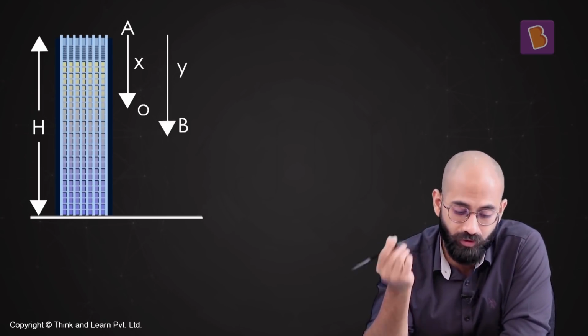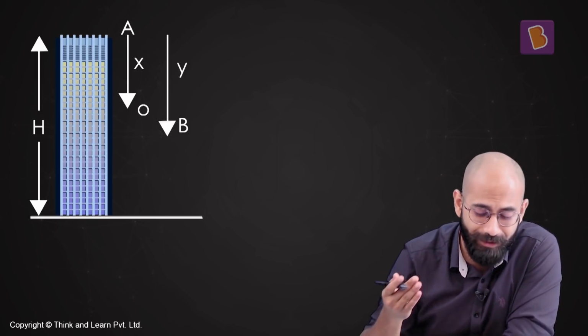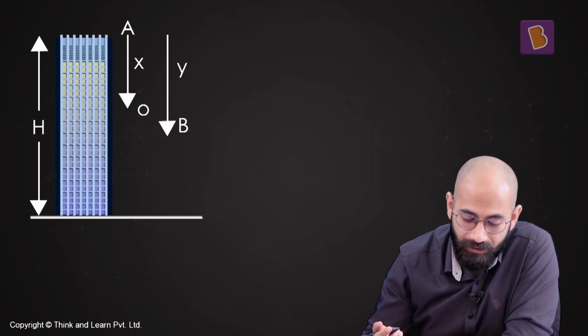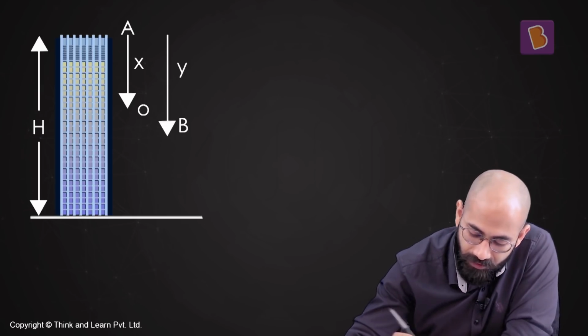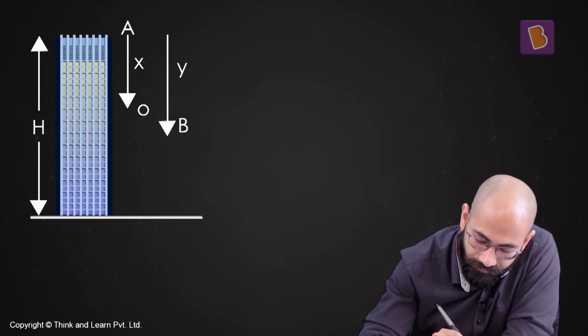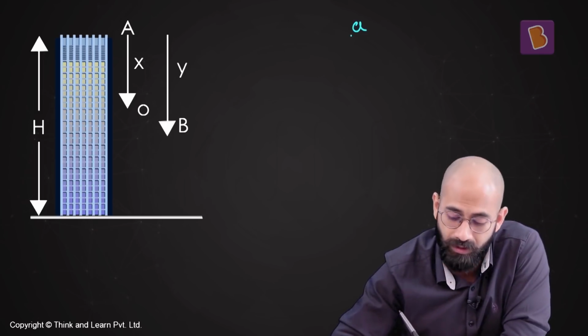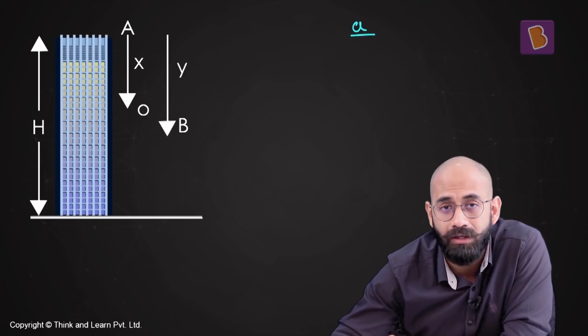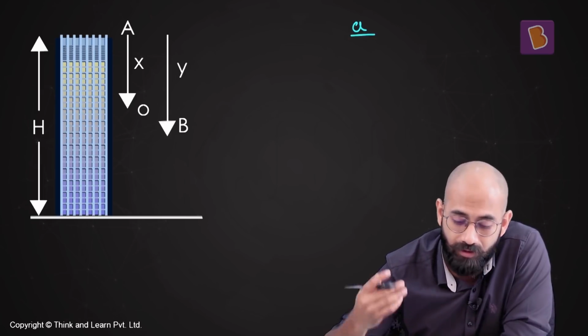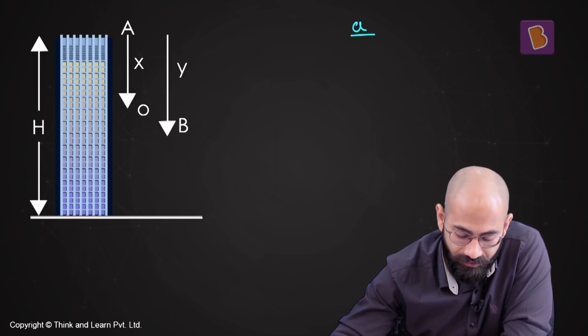The first thing that we should note is that this is obviously a constant acceleration problem, because both these objects are falling, and we know that when objects fall, the acceleration is constant, right? So a is constant, and which means that we can use the simple equations of motion, right? The three simple equations of motion, because these are all constant acceleration over here.